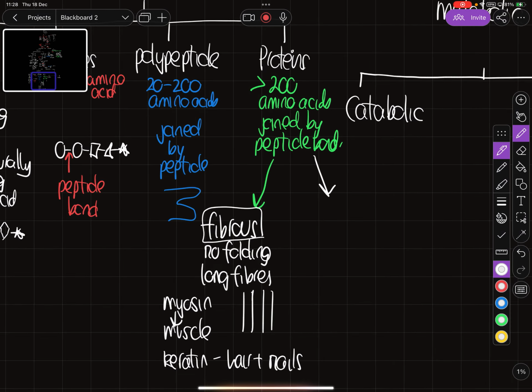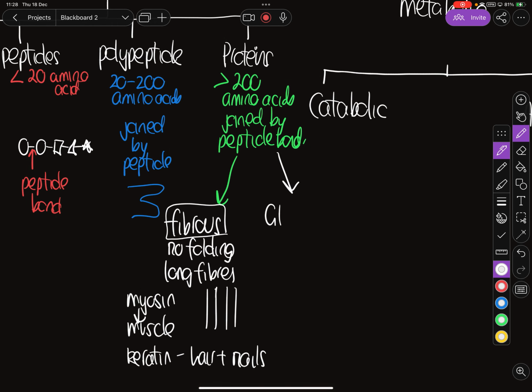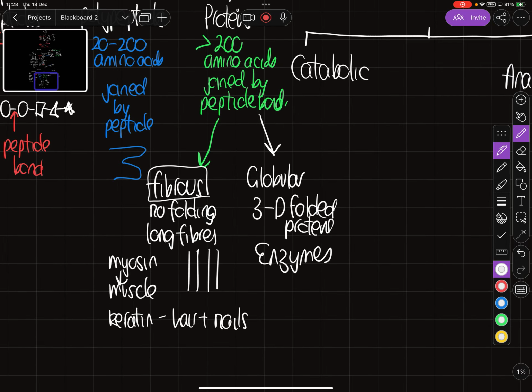The other ones are, if you're not fibrous, you are what we call a globular protein. And when we go on to enzymes, we'll talk more about globular proteins. So these are 3D folded proteins. What does that mean? And these guys are enzymes specifically. So what does that mean?